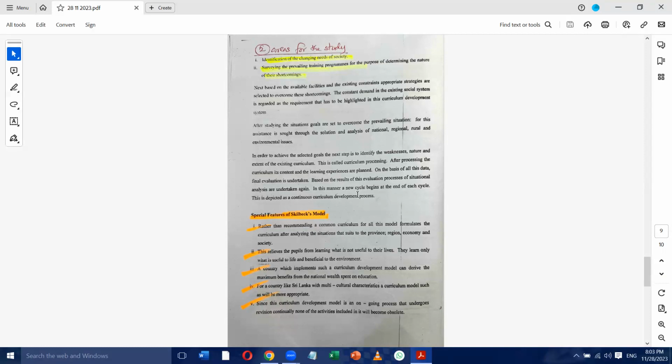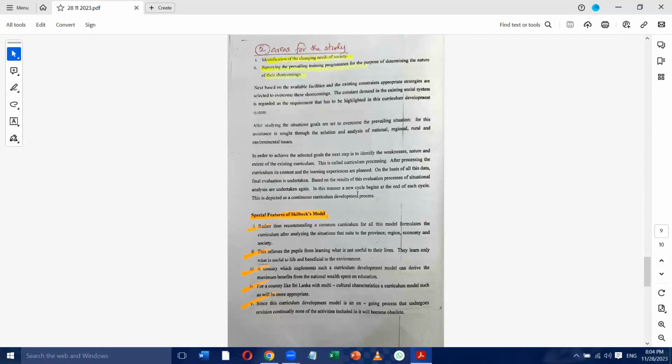For this, assistance is sought through the solution analysis of national, regional, rural, and environmental issues. We are going to see that, and we'll take the national issues, the environmental, the regional issues, the rural issues. In order to achieve the selected goals, the next step is to identify the weaknesses, nature, and extent of the existing curriculum. So this is called curriculum processing.